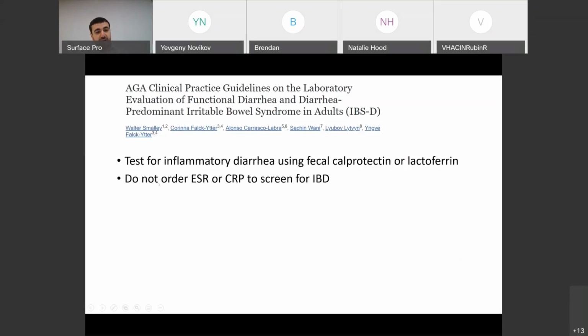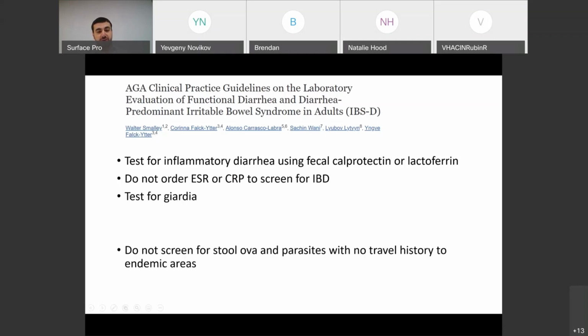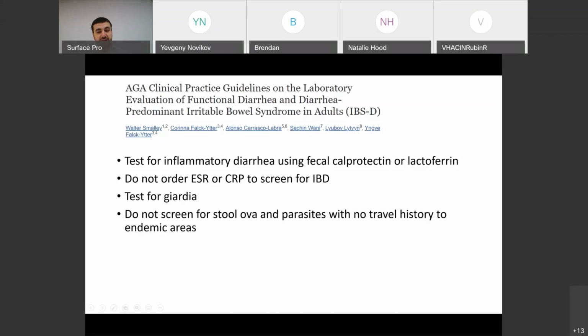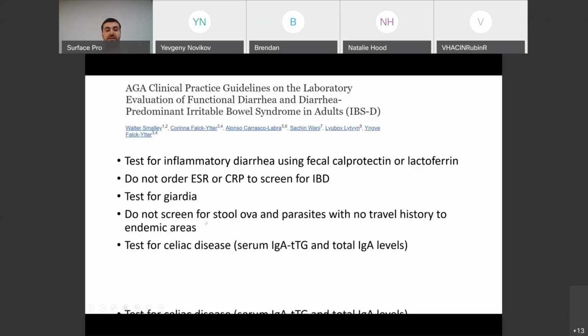They said do not order ESR or CRP on all these patients just to screen for IBD. They're just too nonspecific, and it could be from anything. And what are you going to do with it if it's positive, especially if you're a gastroenterologist? They said test for Giardia in all patients, but do not test for ova and parasites unless they have travel history to endemic areas.